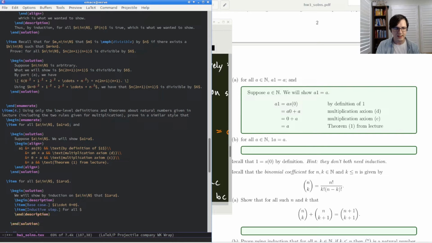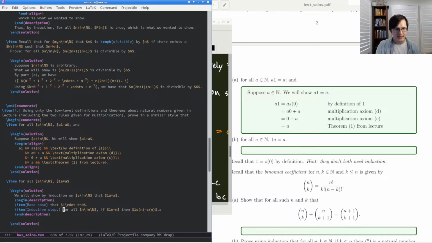And then the inductive step is: for all n in N. And I'm going to use a different letter than a, just for, what do they call it in some programming languages? Hygiene. This is scope hygiene, just to have a different variable so we don't confuse things. So for all n, we want to show that if 1n equals n, then 1 times successor of n equals successor of n. That is what we want to show.